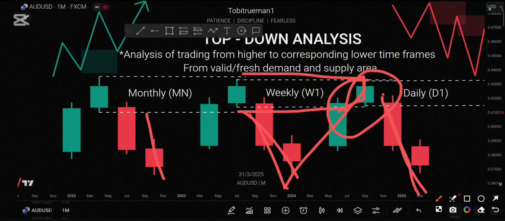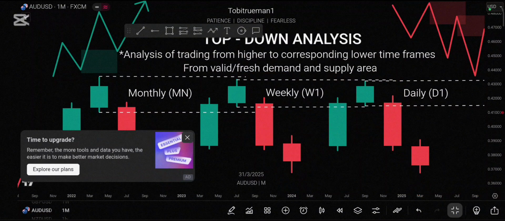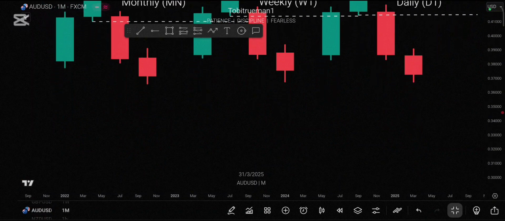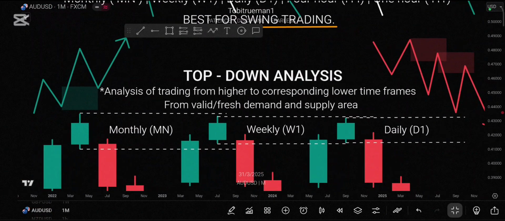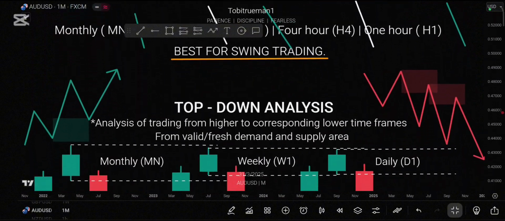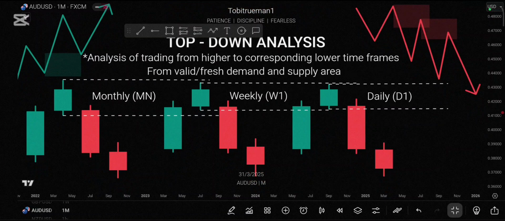All this type of trading is what we call confluence. It will give confluence and more confidence that there's a high probability that this trade is going to play out in our favor. So that is just how it is. When we are trading time frames, it's all about using top-down analysis from the monthly to the weekly to the daily, then probably to the 4-hour and 1-hour time frame accordingly.